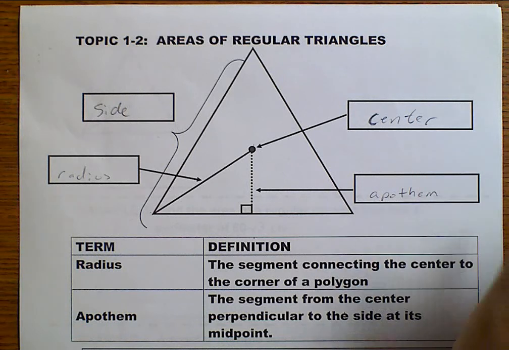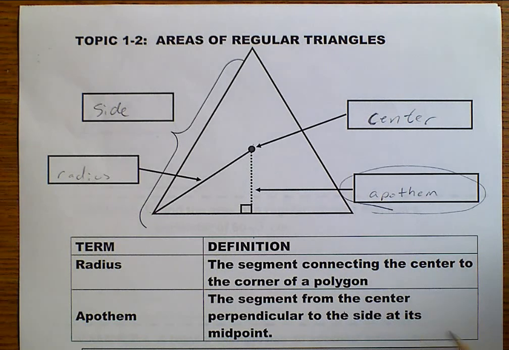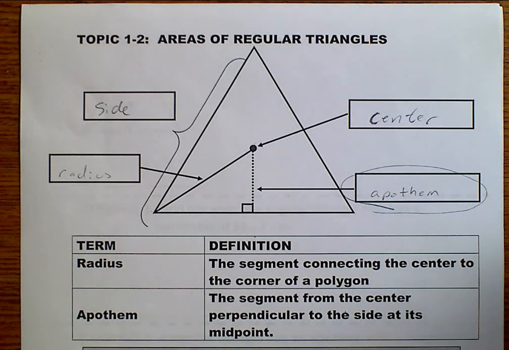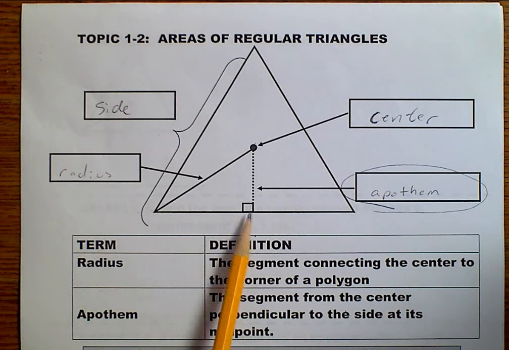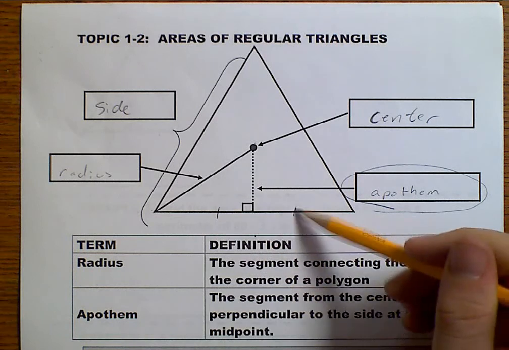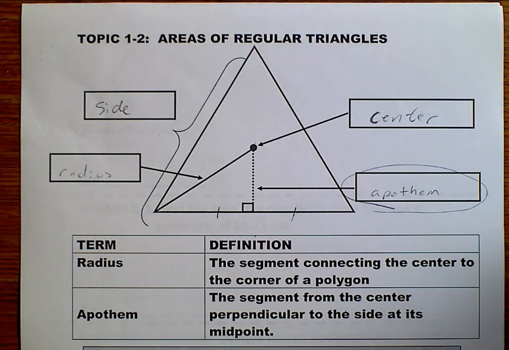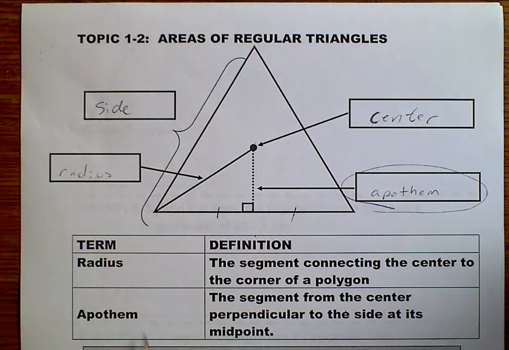Okay. Now the apothem is an important part of what we're doing for the next few lessons. So you need to know that the apothem is from the center to a right angle. In a regular shape, it's going to also bisect this side. So here, the radius is a segment connecting the center to a corner of a polygon. The apothem is from the center perpendicular to the side at the midpoint. In case you forget, here are the two terms.